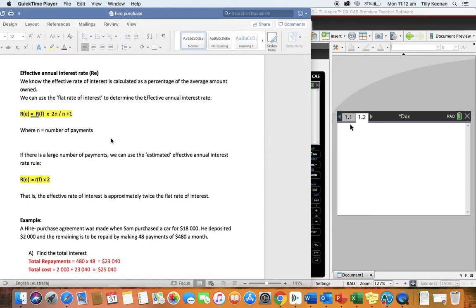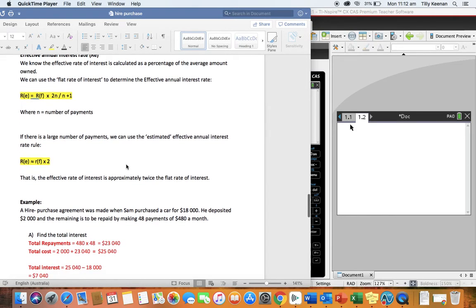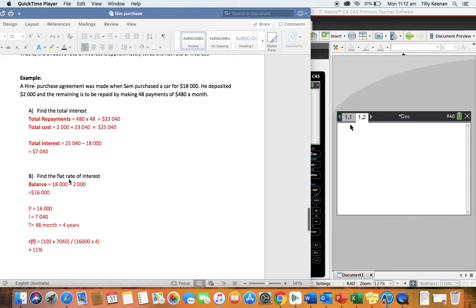And if our number of payments is large enough, we can make an estimation. We can say that the effective interest rate is approximately twice the size of our flat rate. Okay, so we get our flat rate times 2, and that's an approximation of our effective interest rate. Let's have a look at an example together.